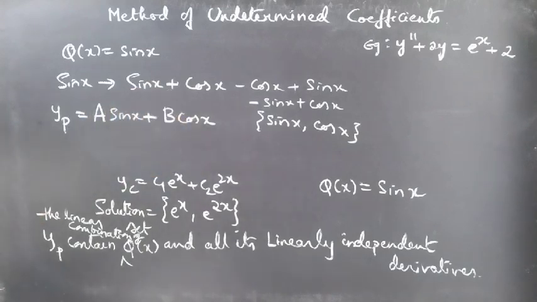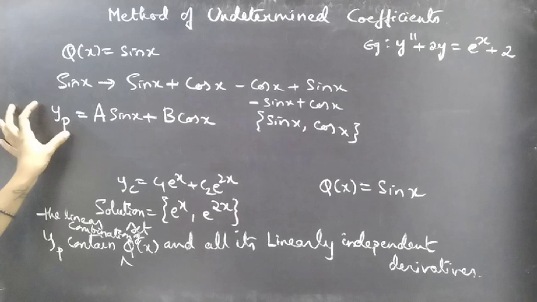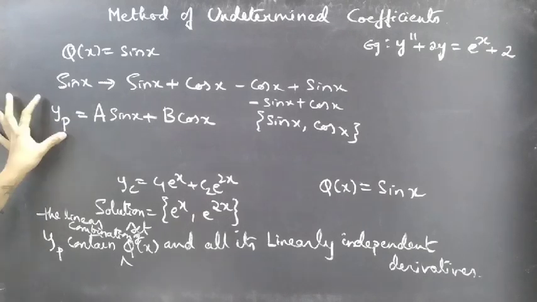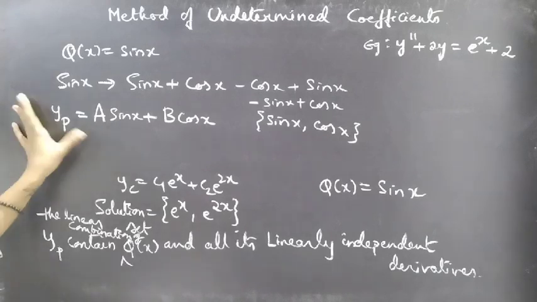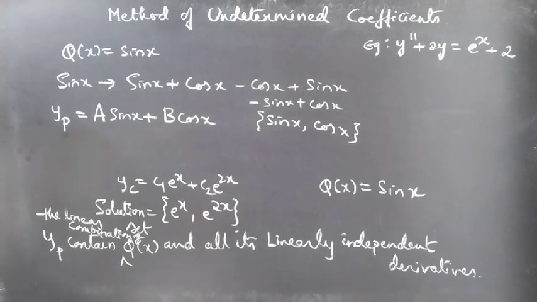So we'll substitute yp in the given differential equation. We have to choose a yp such that it satisfies the given differential equation. Now leave it like this and let's see an example problem.